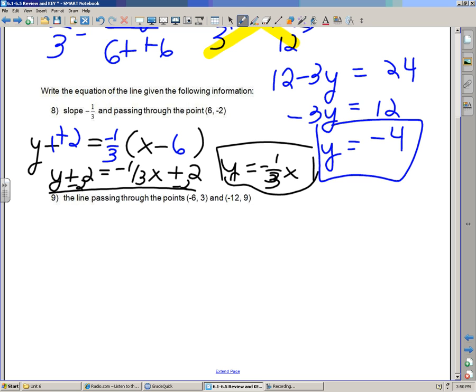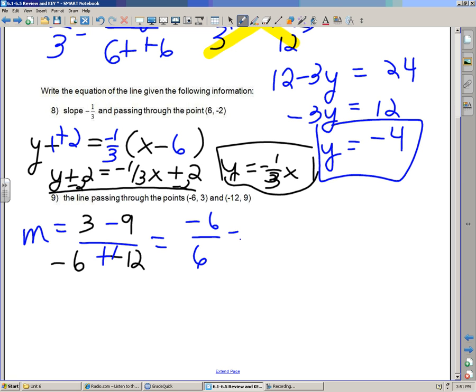Okay. So then we're going to find the equation of the line that passes through these two distinct points. You've got to find the slope first. And you remember your slope is going to be y1 minus y2 over x1 minus x2. So 3 and 9, negative 6, negative 12. The slope in this case becomes negative 6 over positive 6. Your slope is negative 1.